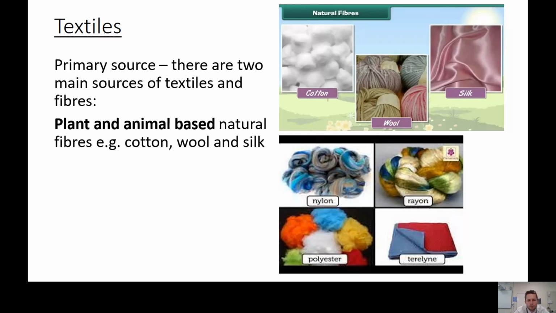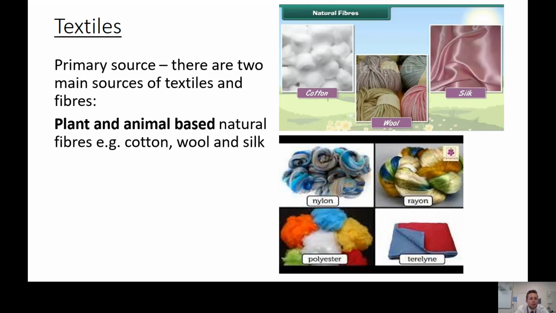Things like cotton come from a cotton plant. Our wool comes from animals like sheep and alpacas. And finally, our silk comes from a silkworm, believe it or not. So our plant and animal-based natural fibres are cotton, wool and silk, and these are either grown and harvested or collected from animals like sheep, alpacas and silkworms. Then they're turned into a fibre, a thread, and then they're spun together to create products.